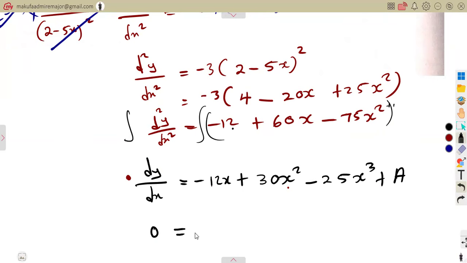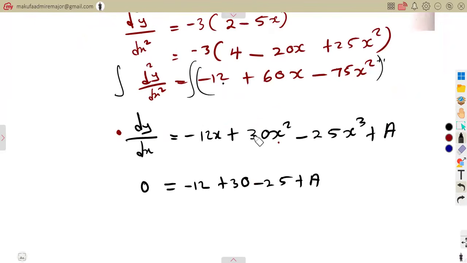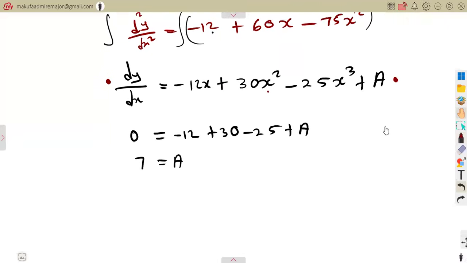So meaning to say this will be minus 12 plus 30 minus 25 plus a. You solve for a, take everything, combine, then take it to the other side. Our a was going to be 7 at the end. All right. Substitute that into dy/dx and continue integrating until you obtain y.